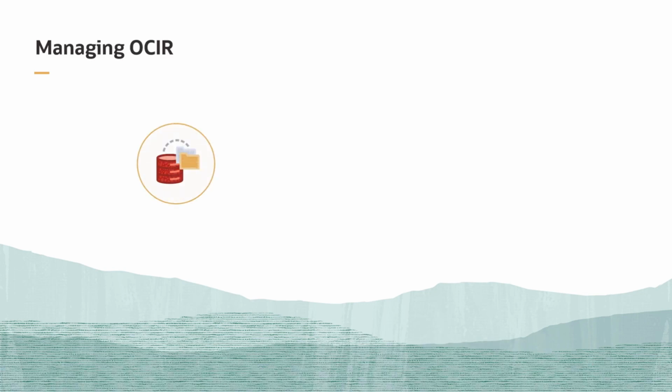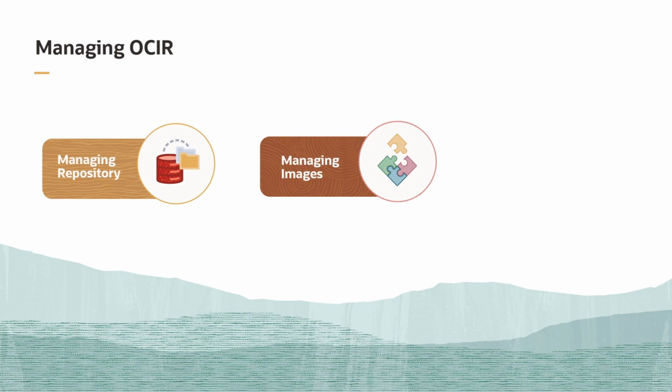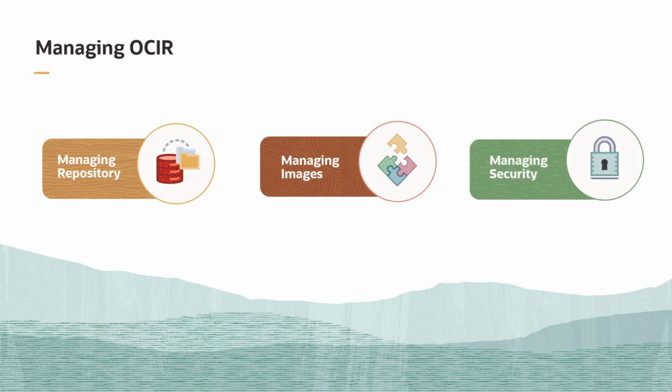Managing OCIR can be done in three ways, starting with managing the repository itself, followed by managing the images within the repository, and last but not the least, managing the overall security of your repository alongside the images. Let's understand each one in more detail.